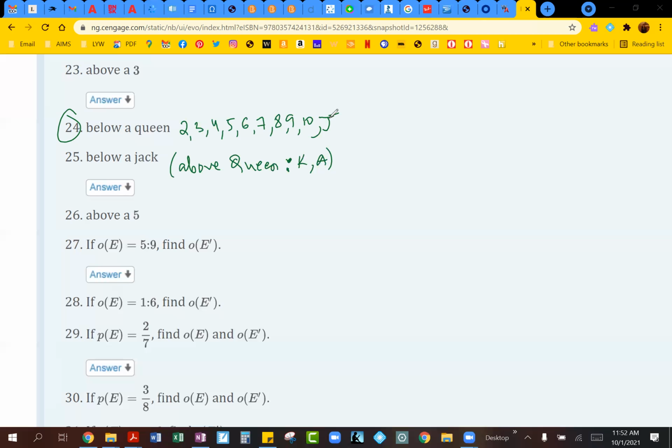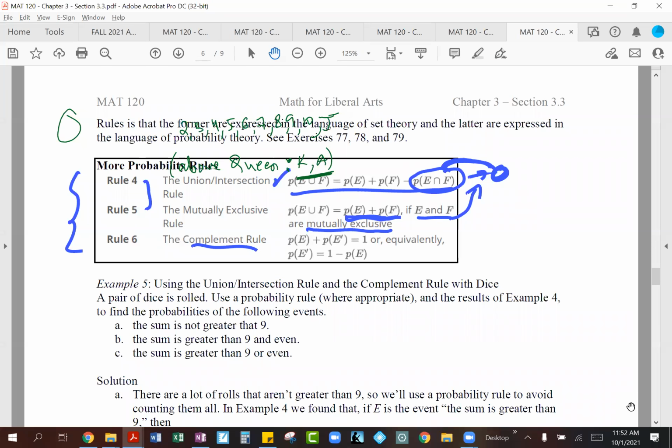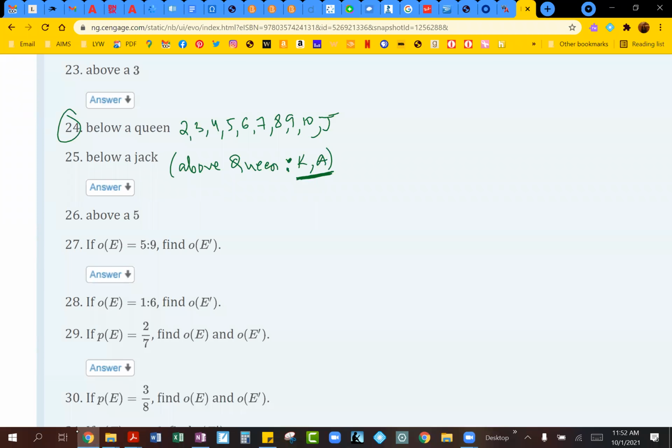But because the cards above a queen are only 2 cards, we can actually start out by finding what the probability of these 2 cards will be, because it's only 2 events as opposed to, how many are these? 12 events, I think. You can use the rule of complements to find this answer. So that means find the probabilities for king and ace, and then subtract that from 1, which will give you the probability of below a queen. So coming back to our example here, let's start out by finding the probability of king.